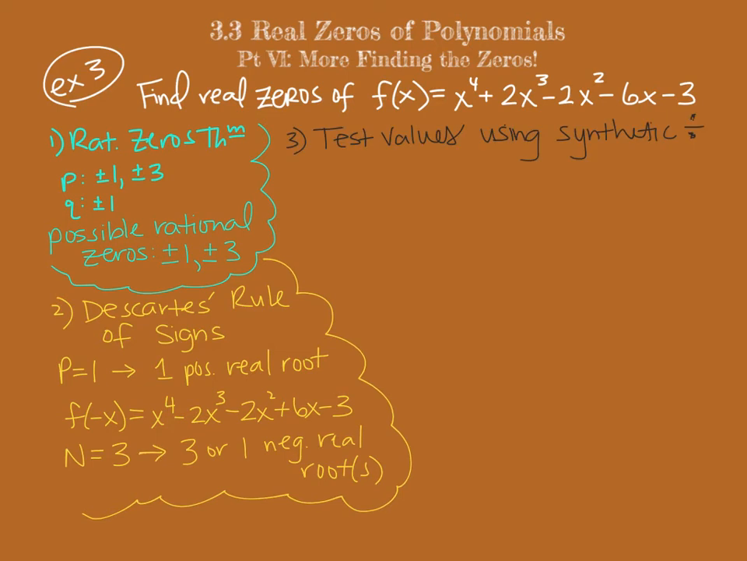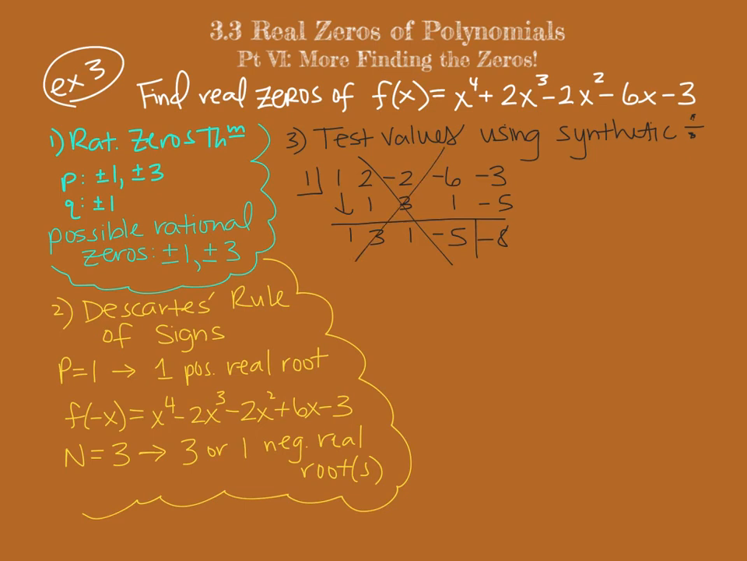Step 3 is to test values using synthetic division. I'm going to start by just testing out positive 1. Again, I'm testing these potential rational zeros. You can see that synthetic division is a much better process, I think, than the polynomial long division, which would take far longer if we had to keep doing that over and over. All right, our remainder is not 0. Not going to work.